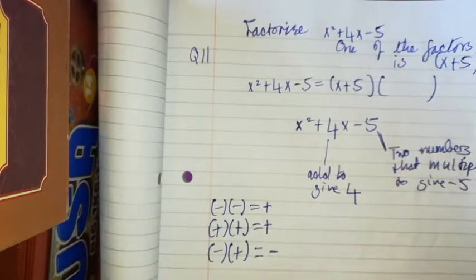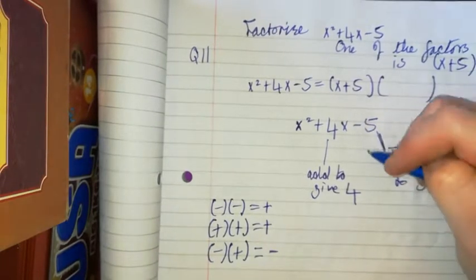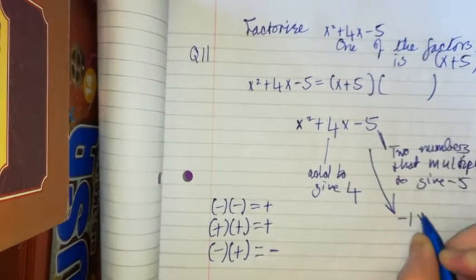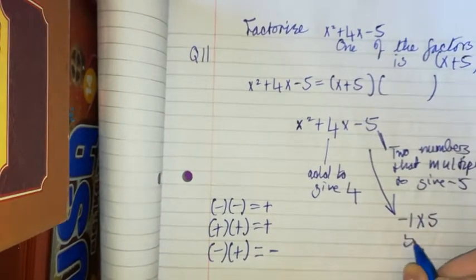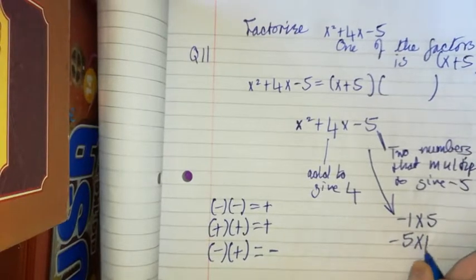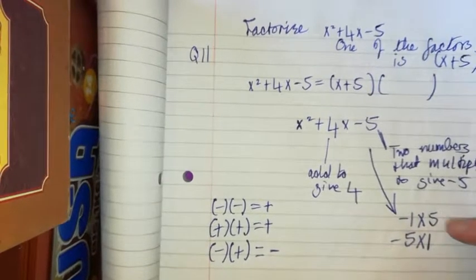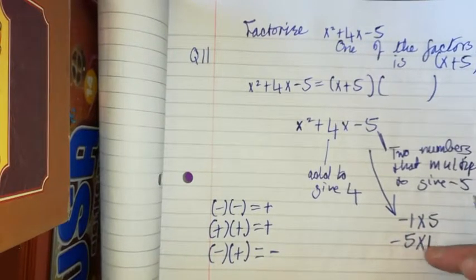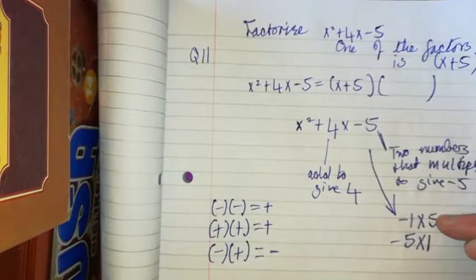So the factors of 5, first, are 5 and 1. But ours is minus 5, so we could have minus 1 by 5, or we could have minus 5 by 1. If we add the first pair together, 5 minus 1, we get 4. But in this case, if we put the second pair together, we get minus 4. So we want the pair that gives us 4.